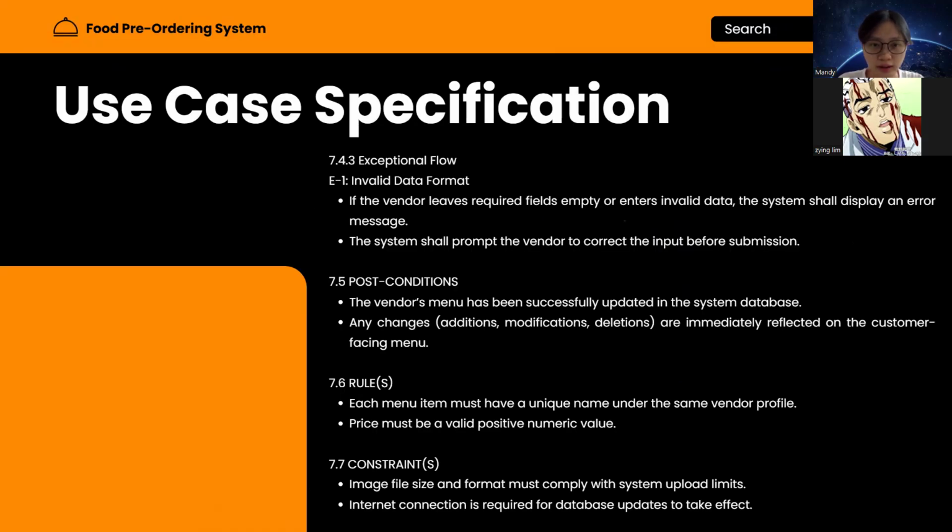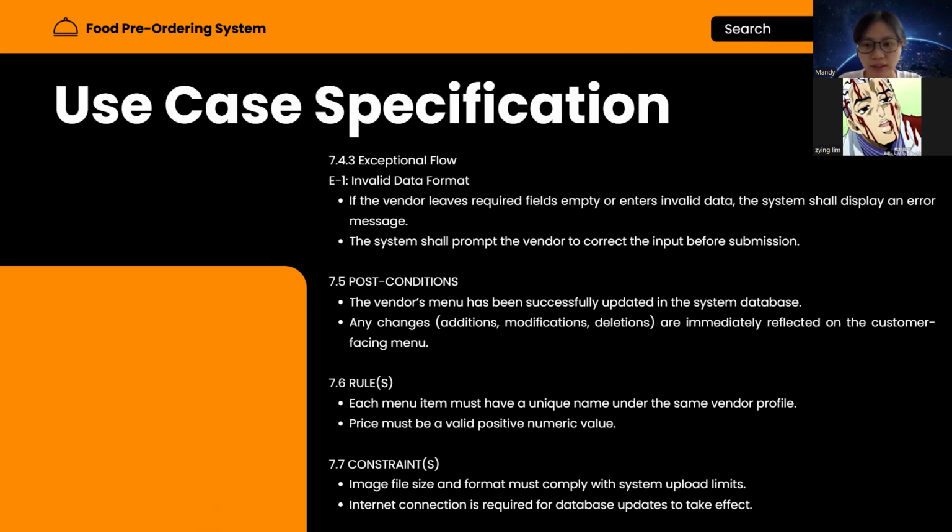Furthermore, I'll be explaining the exception flow. So exception 1 is the invalid data format. If the vendor leaves a required field empty or enters invalid data, the system will display an error message, and the system shall prompt the vendor to correct the input before the submission. And the post condition is the vendor menu has been successfully updated in the system database.